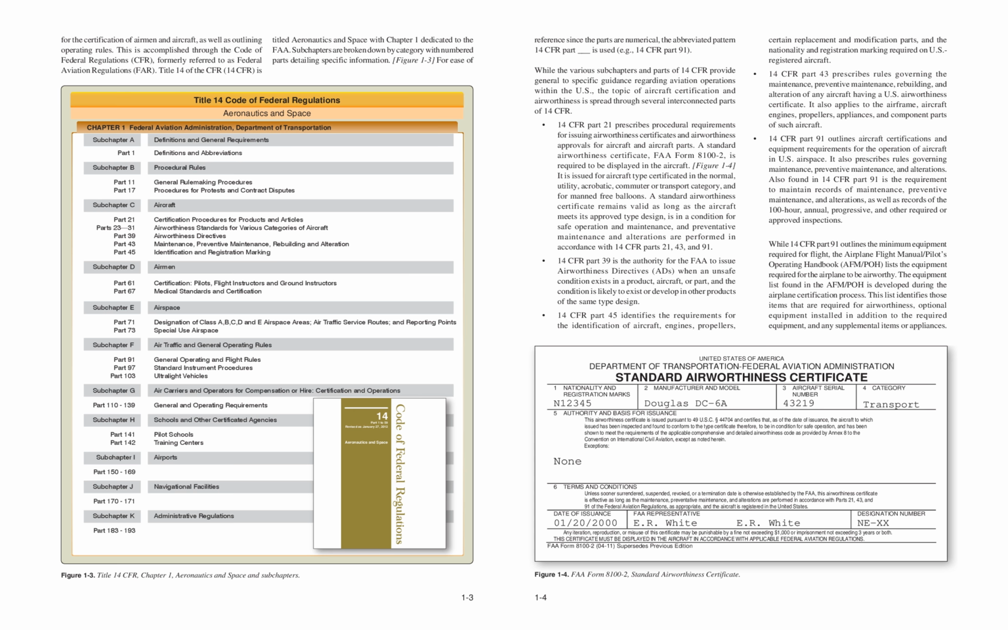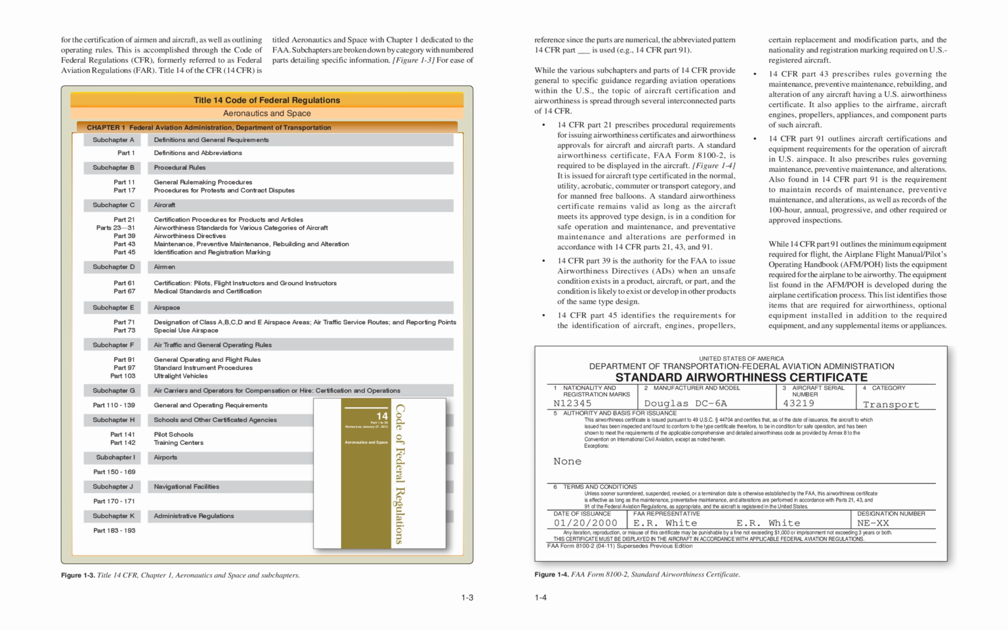Figure 1.3. Title 14 Code of Federal Regulations. Aeronautics and Space. Chapter 1 Federal Aviation Administration, Department of Transportation. Subchapter A. Definitions and General Requirements. Part 1. Definitions and Abbreviations. Subchapter B. Part 11. Part 17. Procedural Rules. General Rulemaking Procedures. Procedures for protests and contract disputes. Subchapter C. Aircraft. Part 21, Parts 23, 31, Part 39. Part 43. Part 45. Certification procedures for products and articles. Airworthiness standards for various categories of aircraft. Airworthiness directives. Maintenance, preventive maintenance, rebuilding and alteration.